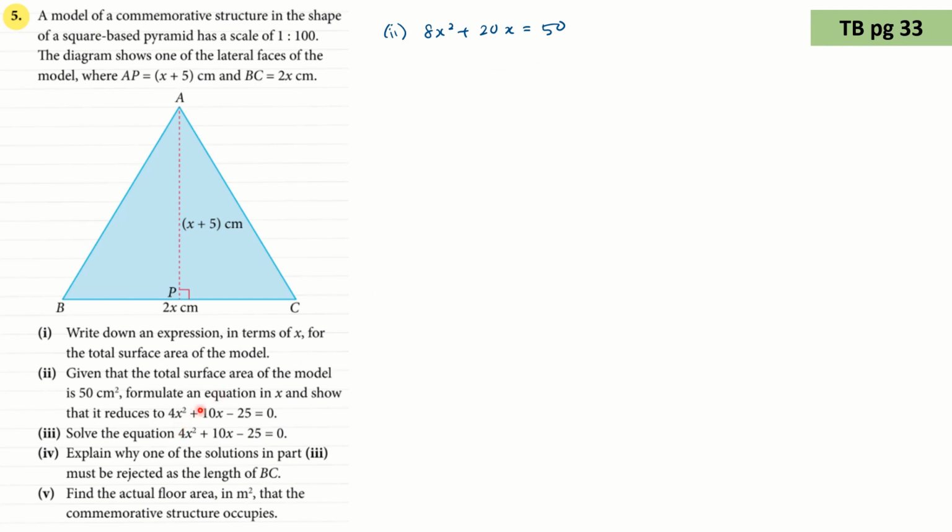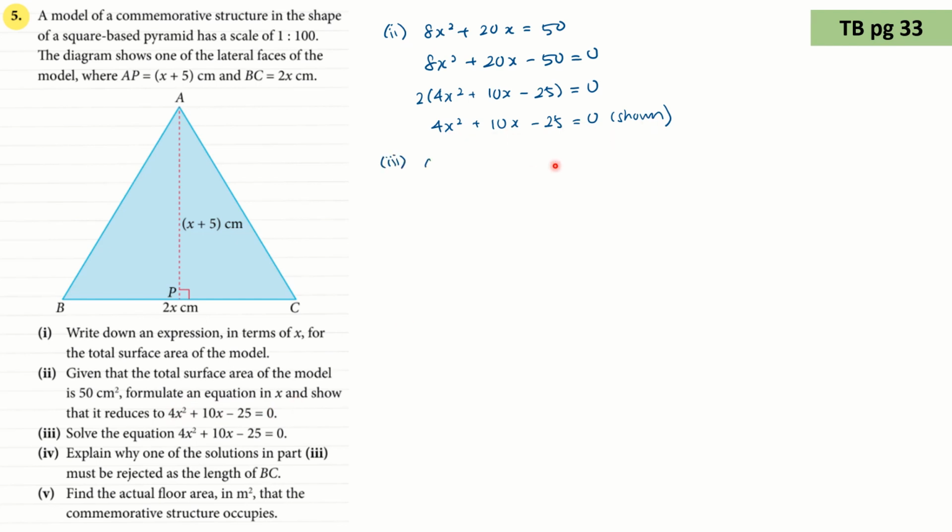Then I can bring the 50 over to the left to form 8x squared plus 20x minus 50 equals 0. And then simplify it to get 2 times 4x squared plus 10x minus 25 equals 0. And I could divide away the 2, and that allows me to show that it reduces to this.